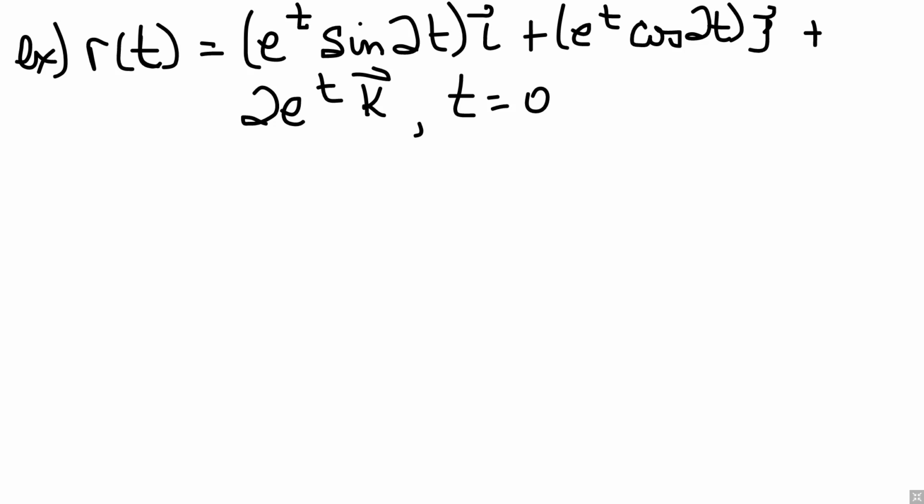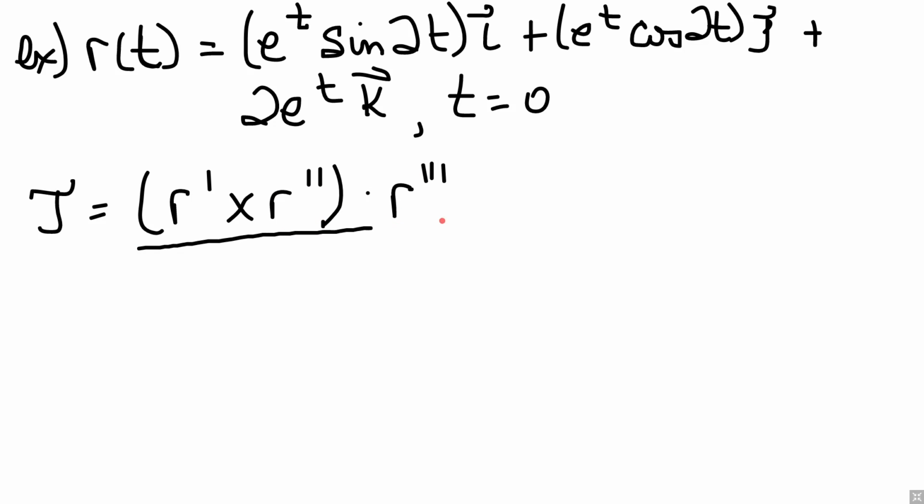The variation for torsion is that tau is equal to the cross product of the first and second derivative, dotted with the third derivative, divided by the magnitude of the cross product of the first and second derivative, squared.